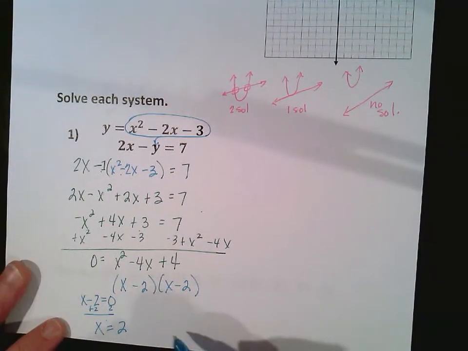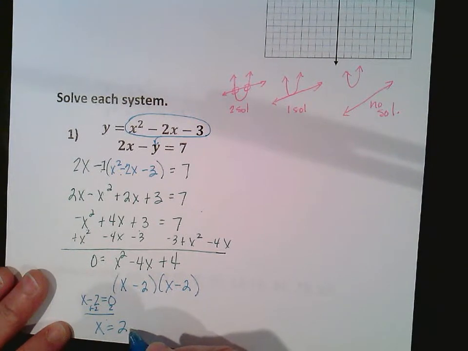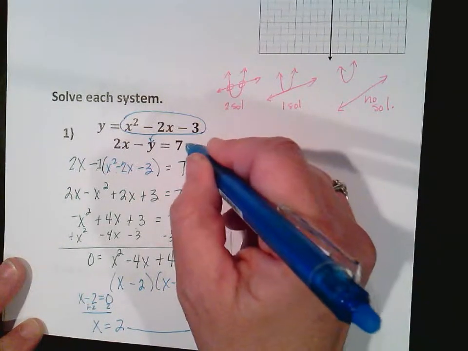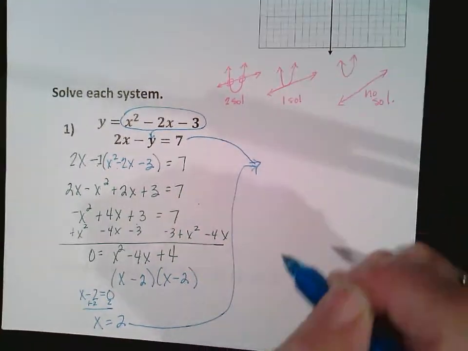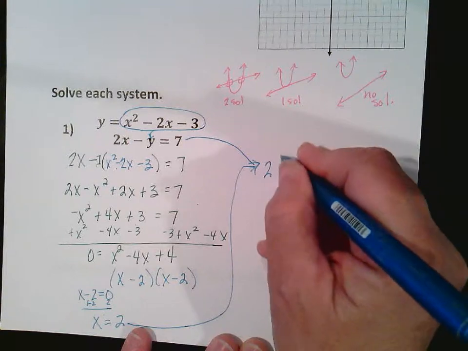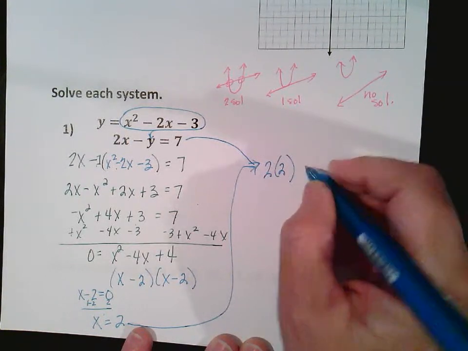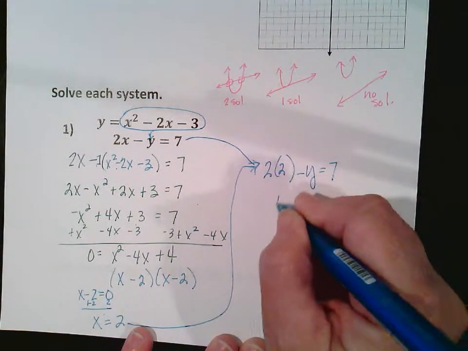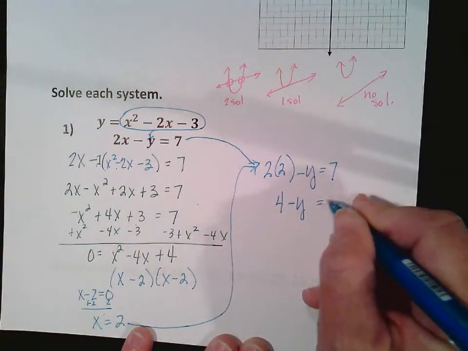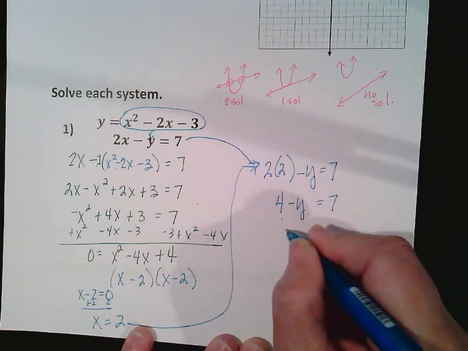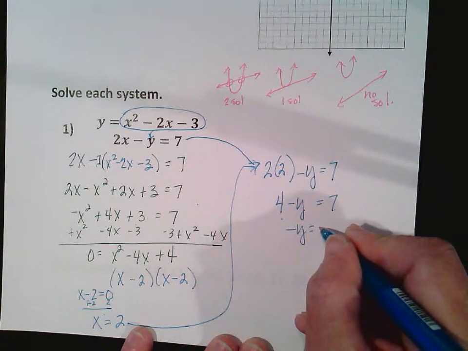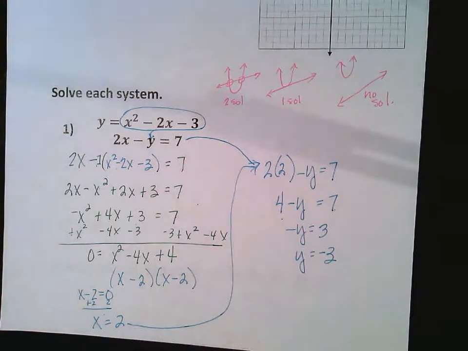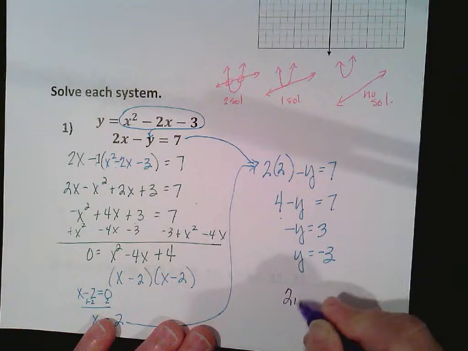So now what I need to do is plug this in to one of my original equations. And it doesn't matter which one you choose. I'm going to choose the second one. So I have 2 times 2, because I'm plugging that in for my x, minus y equals 7. 2 times 2 is 4, minus y equals 7. I'm going to subtract 4 from both sides, so I have negative y equals 3. Divide both sides by negative 1, and y equals negative 3. So my solution is 2 comma negative 3.